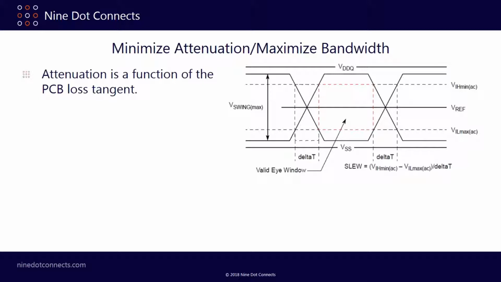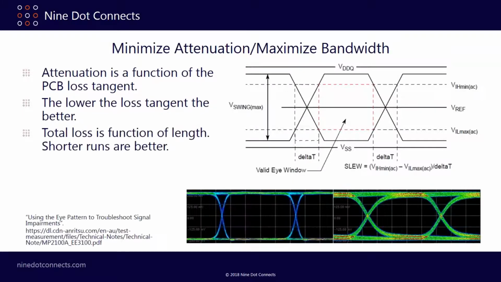Now, we want to talk about attenuation. The attenuation of the signal is going to affect the top part of this waveform, and it's going to be a function of the PCB loss tangent. So you need to be aware of that factor of the material that you're dealing with. The rule of thumb is that the lower the loss tangent, the better off you are, therefore the less attenuation. Be aware that your total loss is going to be a function of length. Obviously, shorter runs are going to be better. If you'll notice here on the bottom right, you can see a really good eye diagram on the left, and then on the right, you can see when there's significant attenuation on the waveform.